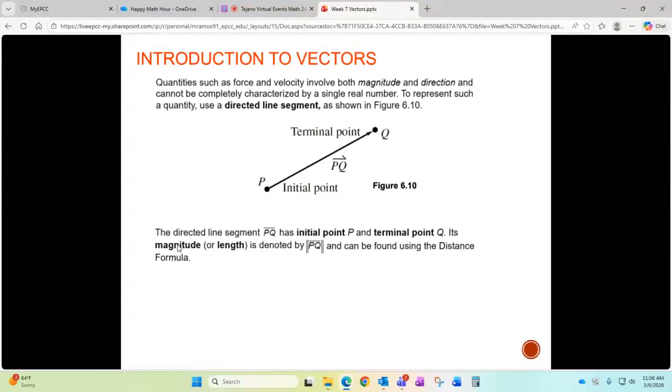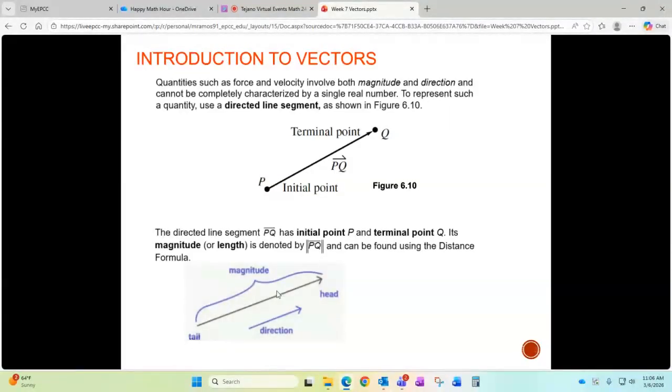Some of the things we talk about for a vector are its magnitude or its length. That's denoted by double bars, like an absolute value, on the outside. When we have that around a vector, that means to find its length, which we call the magnitude. So how do we find the length? Well, you've actually done it before when you found the distance between 2 points. That's the distance formula.